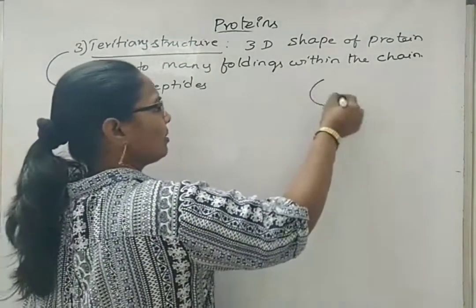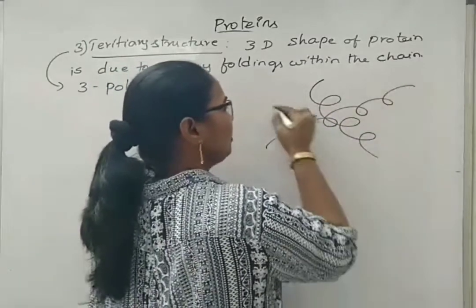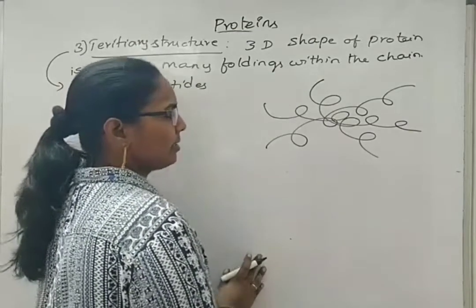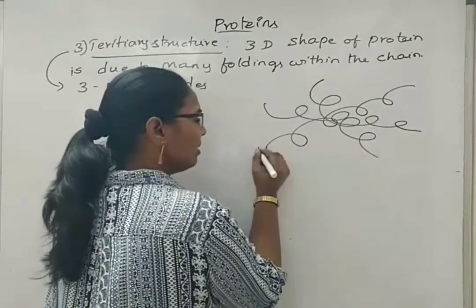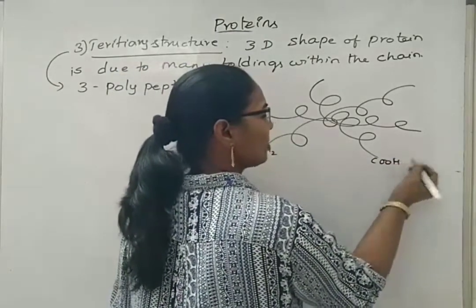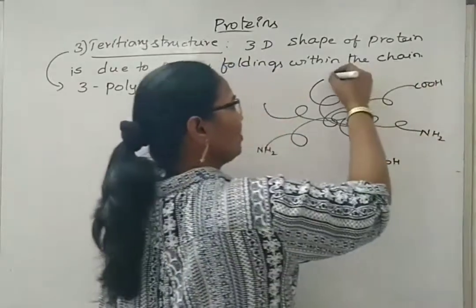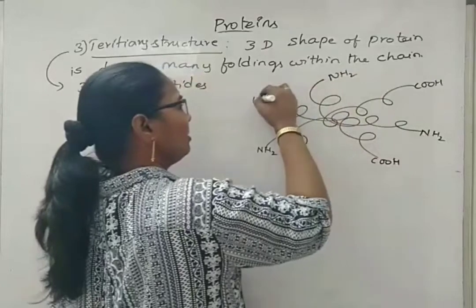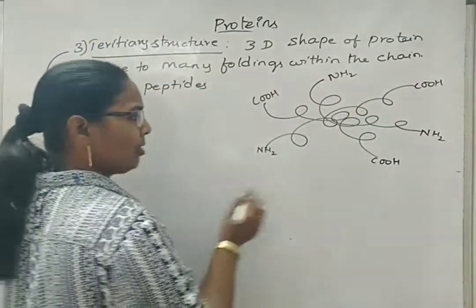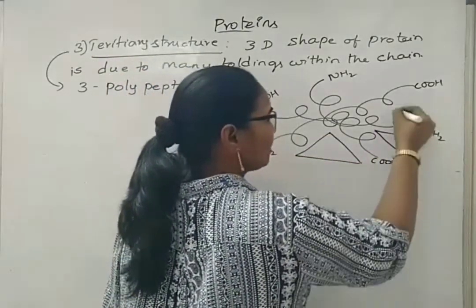So I am giving the structure: one alpha helix form, another alpha helix form, another alpha helix form. The structure is arranged like this. Here we have to remember, if one end has an amino group, the other end has a carboxylic group. Other end amino, other carboxylic group, other amino, other carboxylic group. The structure is arranged like this because these gaps are called active sites.